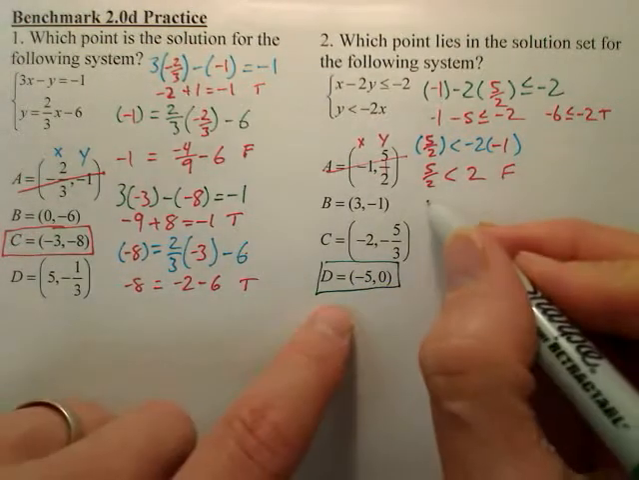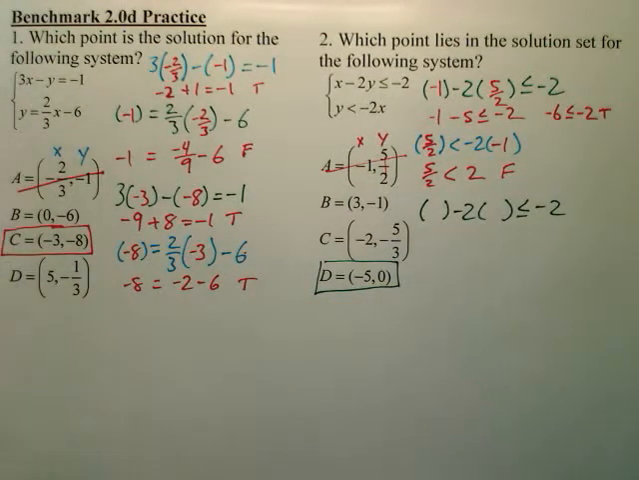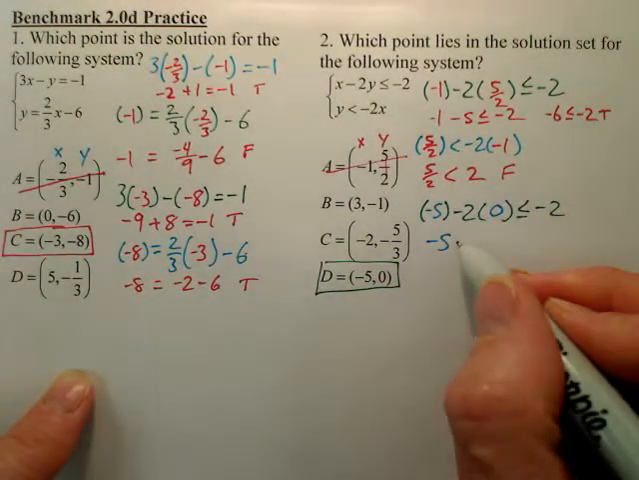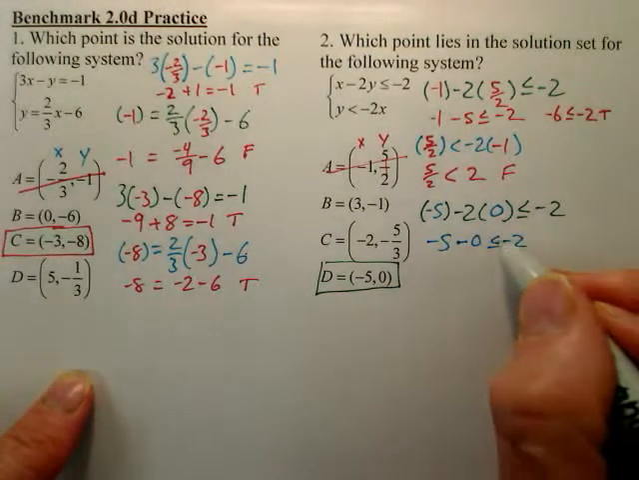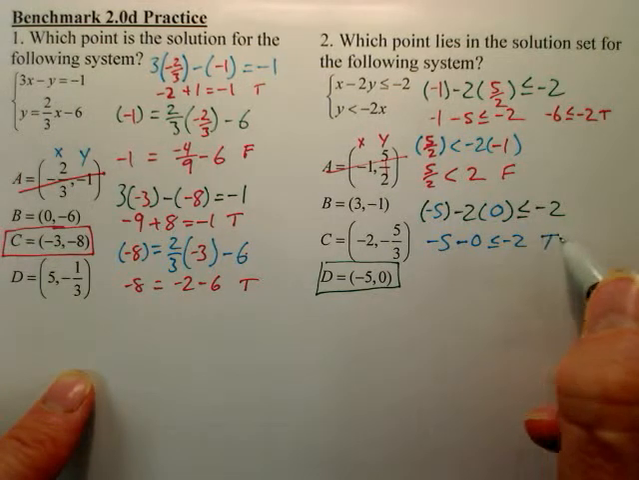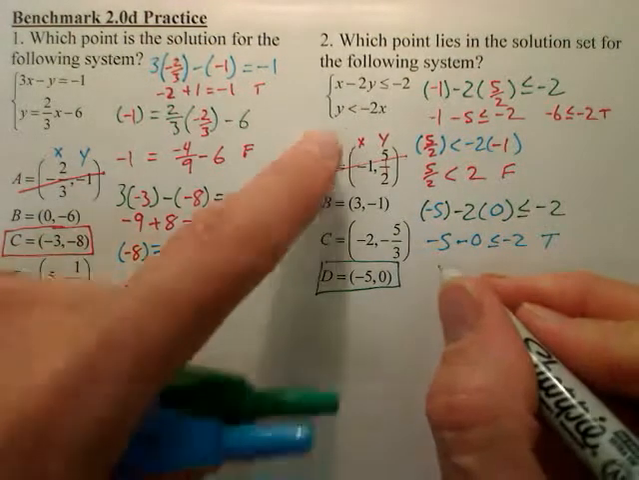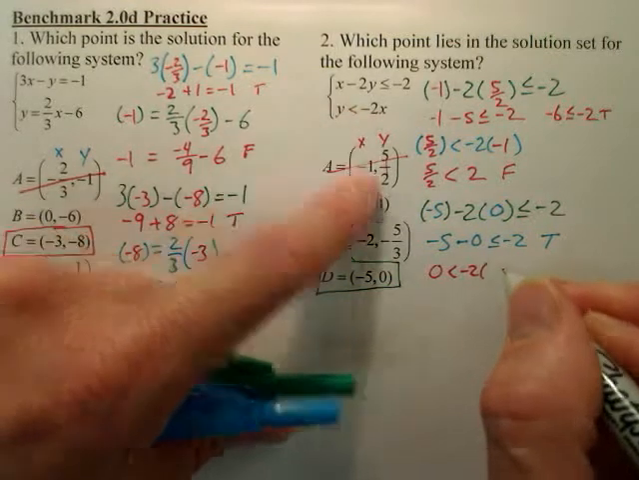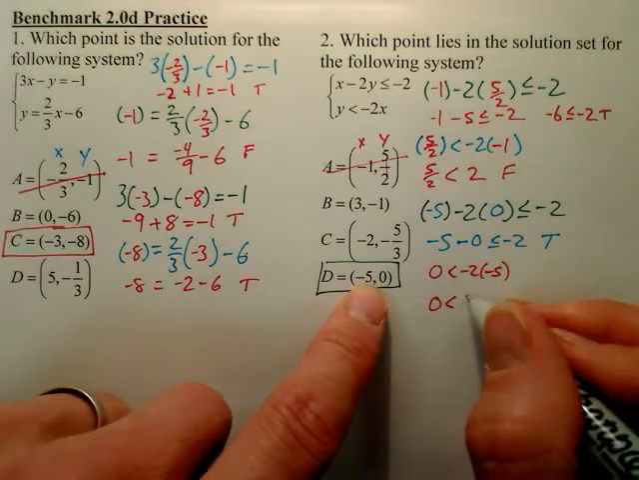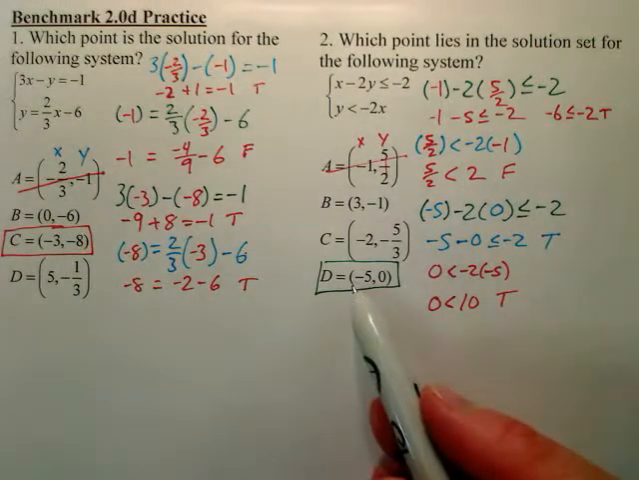Let me show you. If you go x minus 2y is less than or equal to negative 2, when you plug in negative 5 for x and 0 for y, is negative 5 less than or equal to negative 2? Why, yes, it is. And then if you do this next piece, y, which is 0, is less than negative 2 times x, which is negative 5. Negative times negative is positive, so is 0 less than 10? Why, yes, it is. Since it's true for both, that is the answer.